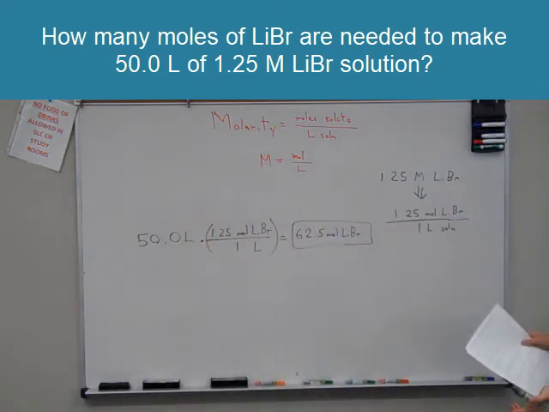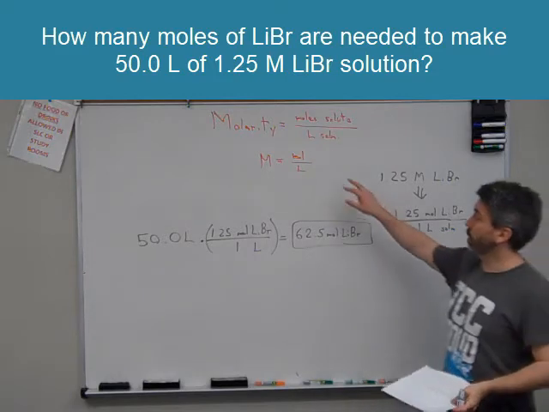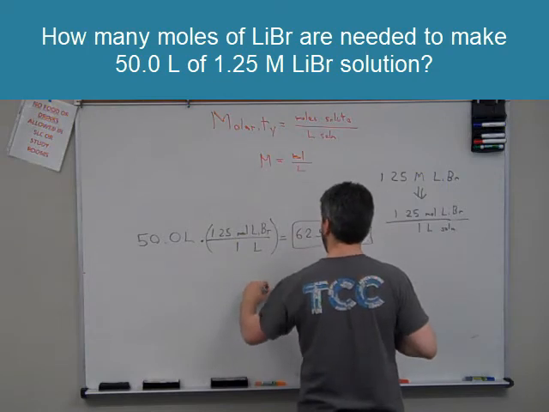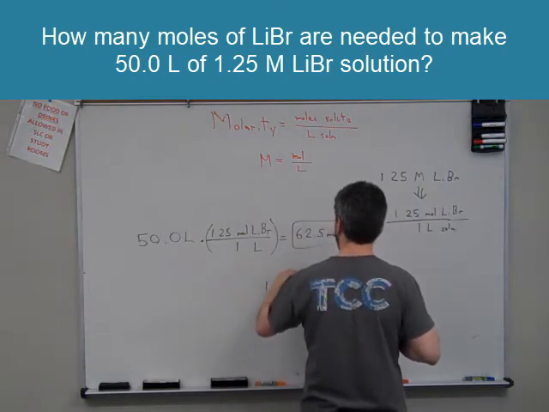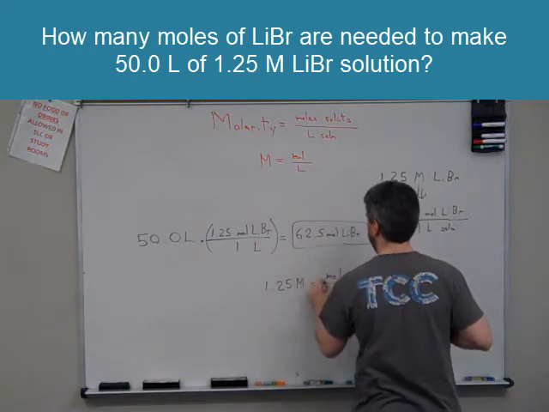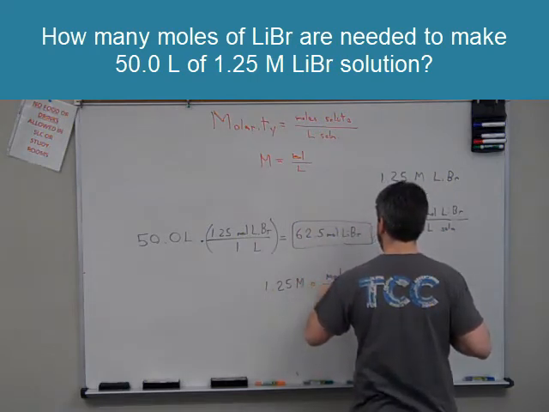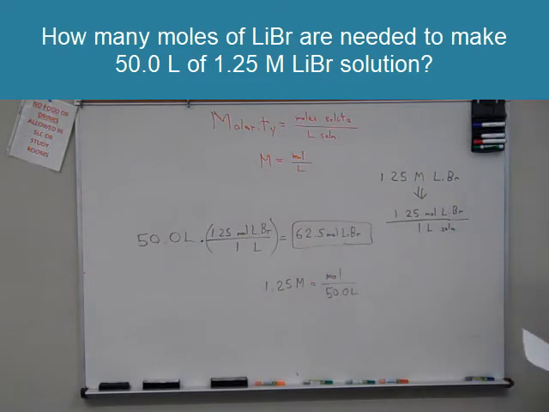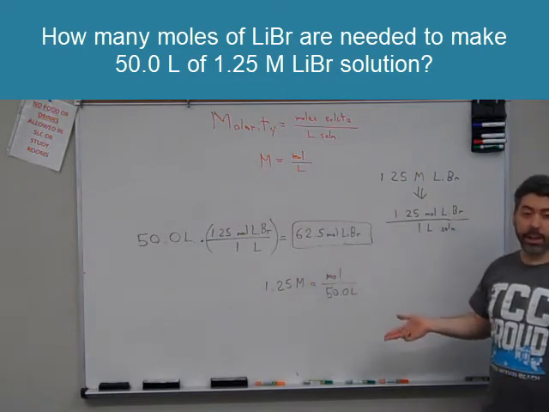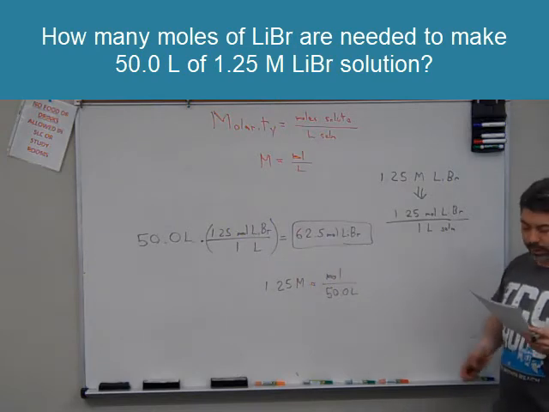Alternatively, if you wanted to, you could also use this as an equation. The molarity is given, 1.25 molar, and that's equal to the moles, which is what you're looking for, divided by the liters, which is what you're given, 50.0 liters. And sure, you can solve for moles by just multiplying both sides by 50. And that's pretty easy too.